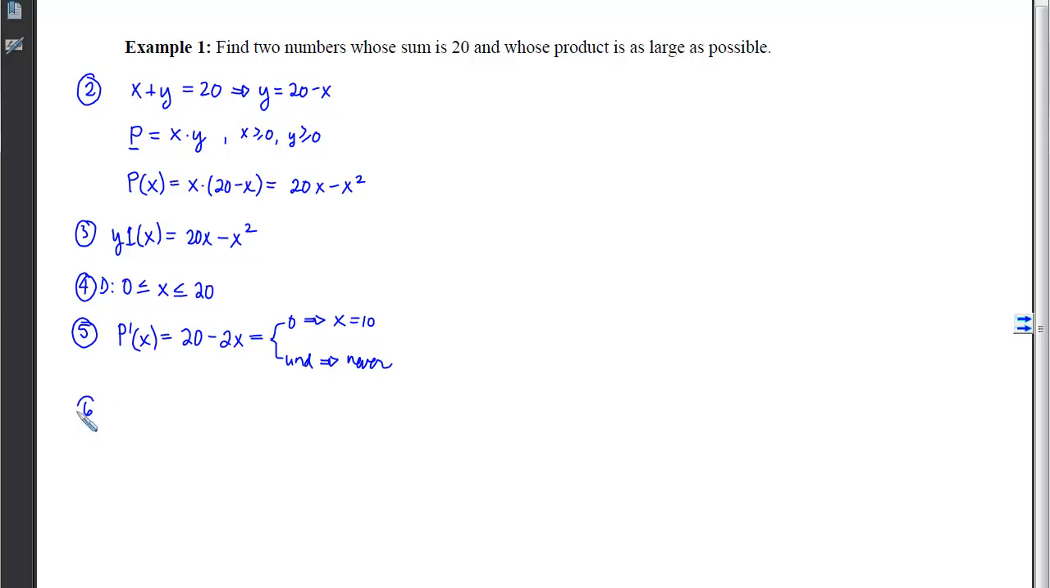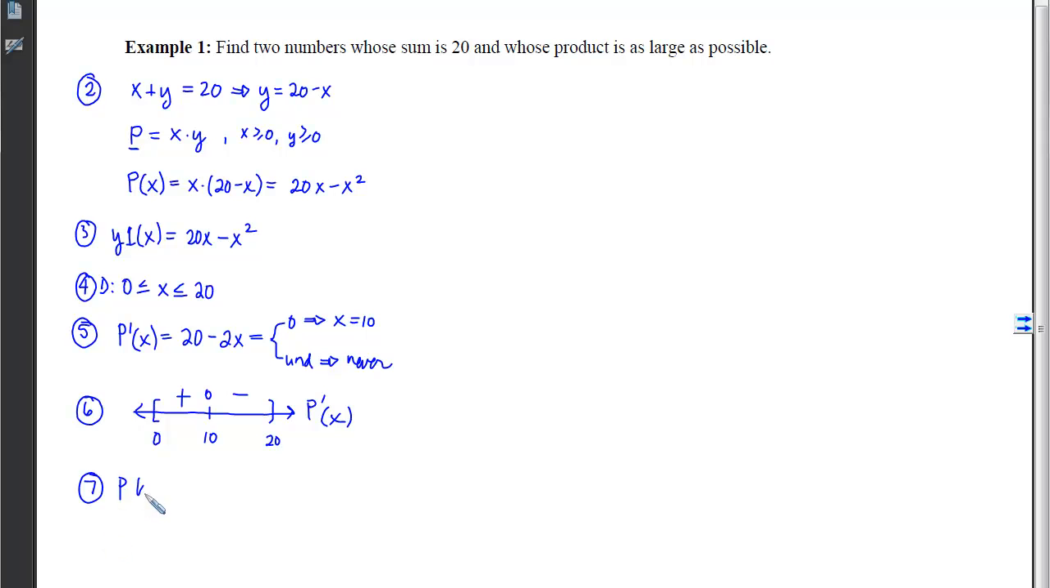Step 6 is to draw our sign chart for p prime. In this particular case, it's pretty simple because we can put our domain from 0 to 20, and we can put that 10, and we can see that prior to 10, say at 1, we're going to get a positive number, and after 10, we're going to get a negative number. Based on this, I could now go to step 7 and summarize very readily.